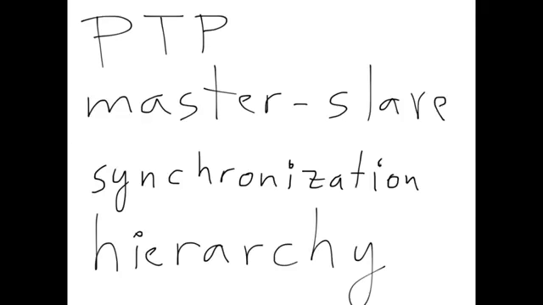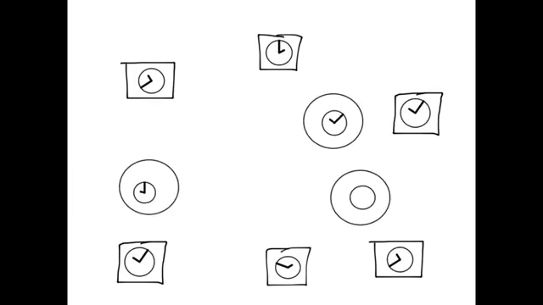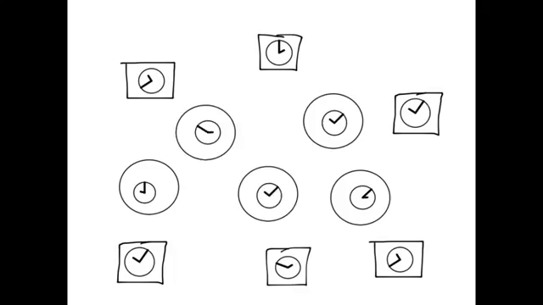Something that is essential to understand PTP is that it establishes a master-slave synchronization hierarchy. Consider a set of ordinary clocks, as well as some boundary clocks, and perhaps also a transparent clock and an ordinary switch. And let's assume that they are interconnected to form a network.